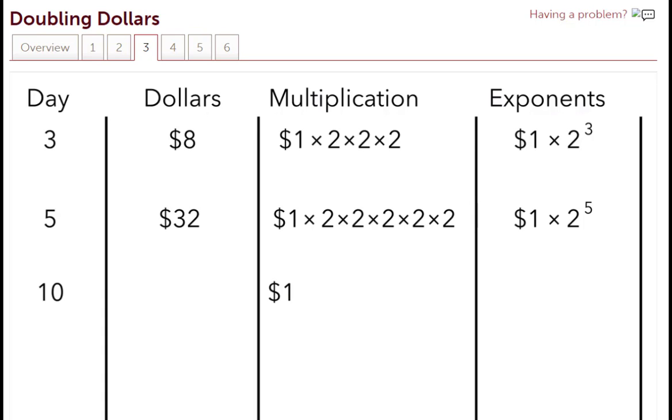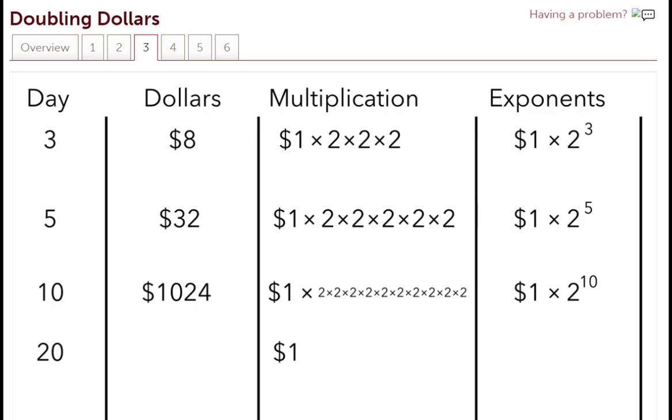When we get to day 10, that's a lot of 2's to write out. Using exponents, you could have just typed into your calculator that $1 times 2 to the 10th power, and either way you get $1,024. Imagine on day 20 having to write out all those 2's. Instead, $1 times 2 to the 20th, and we get our $1 million. Using exponents, you can quickly find out how many dollars you'd have on any day. Want to double your dollars every day for a month? Multiply that $1 times 2 to the 30th power.